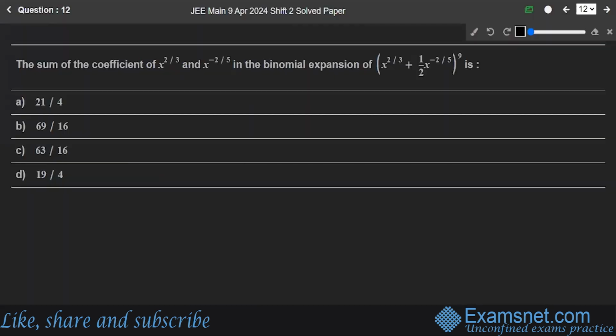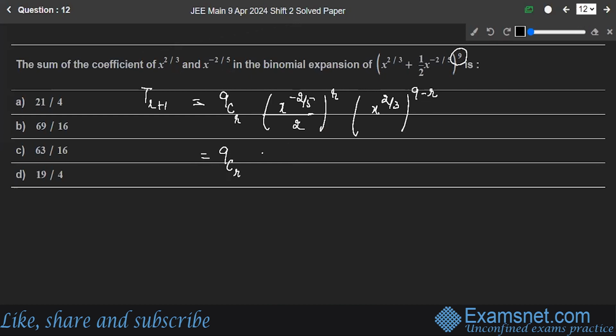Hope you got that. Let's move to the next question. Question number 12, the sum of the coefficients of x power 2 by 3 and x power minus 2 by 5 in the binomial expansion of this expression is equal to. So the general term in the binomial expansion, T r plus 1, here n is equal to 9. So this is 9Cr into x minus x power minus 2 by 5 upon 2 power r and x power 2 by 3 power 9 minus r. So this will be 9Cr into 1 by 2 raised to power r, and combining the powers of x, this is minus 2 by 5 r plus 9 minus r into 2 by 3.